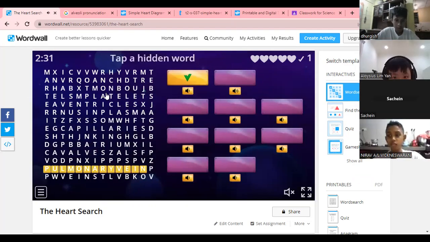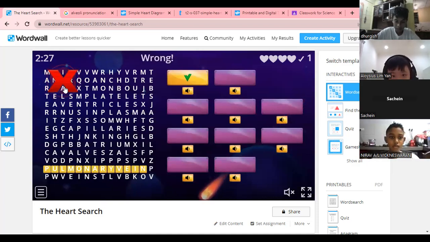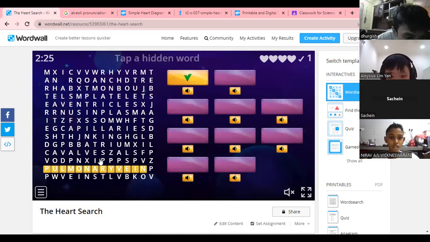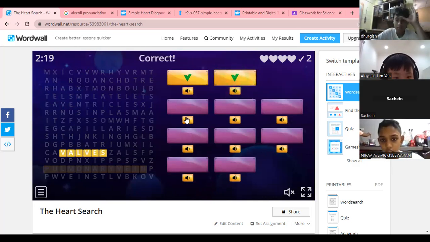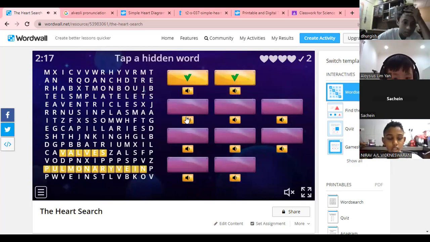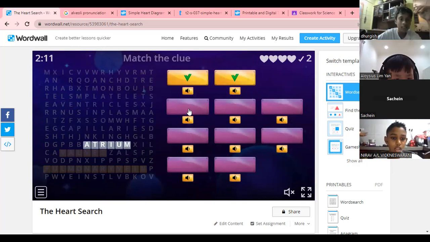Teacher, I found heart. You're very close to it. Go up, then left. Now find atrium. Can you see atrium? Yes, it's next to heart. Good. Next word.